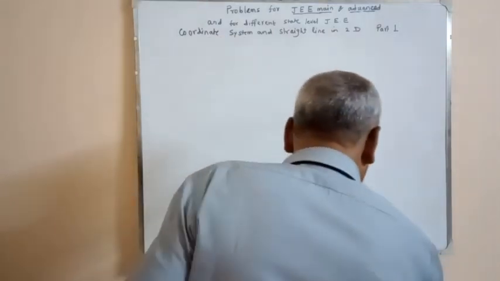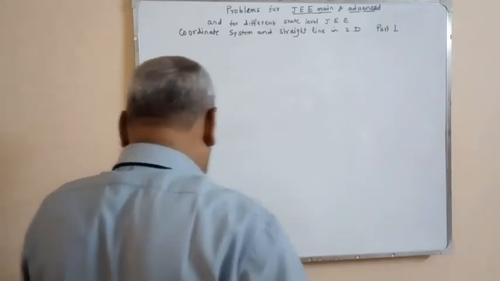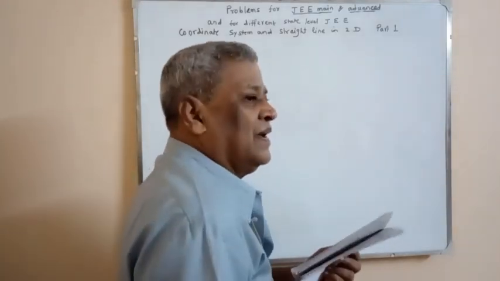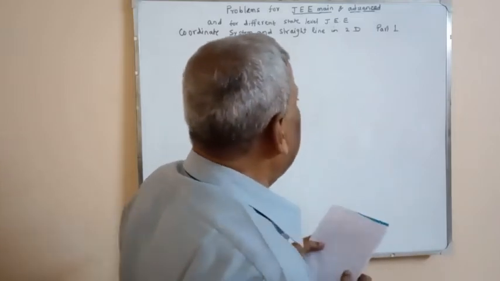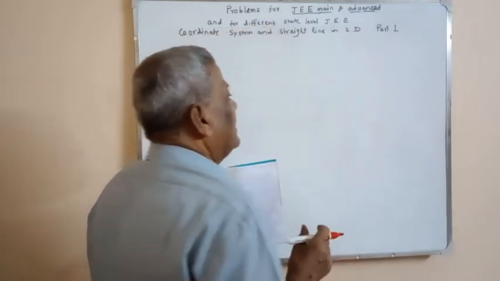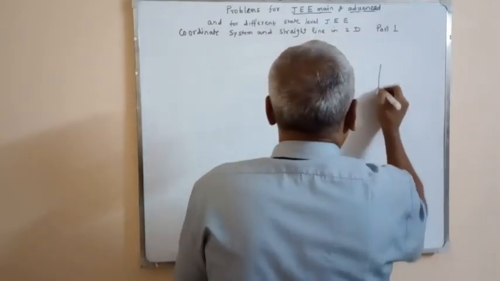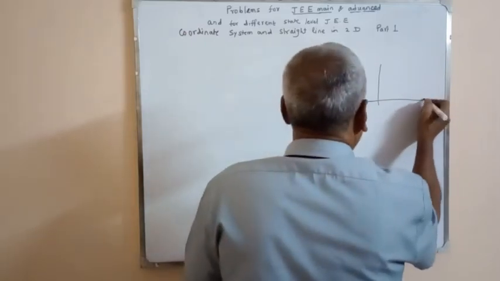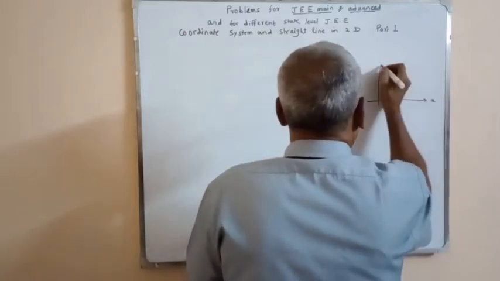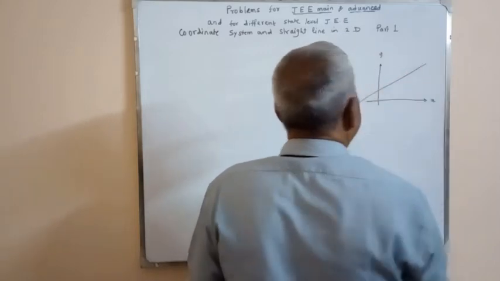So I first define the gradient of a straight line. Suppose these are x-axis, y-axis, and a straight line is like that.